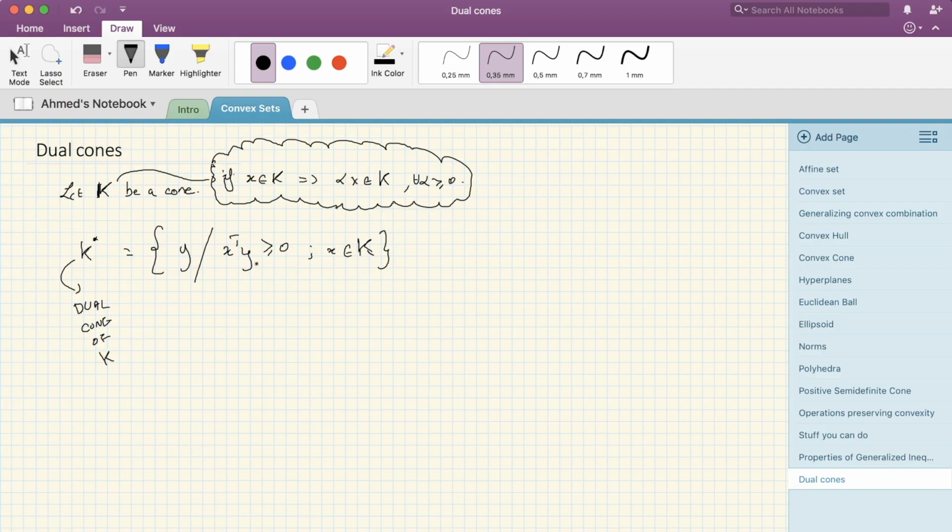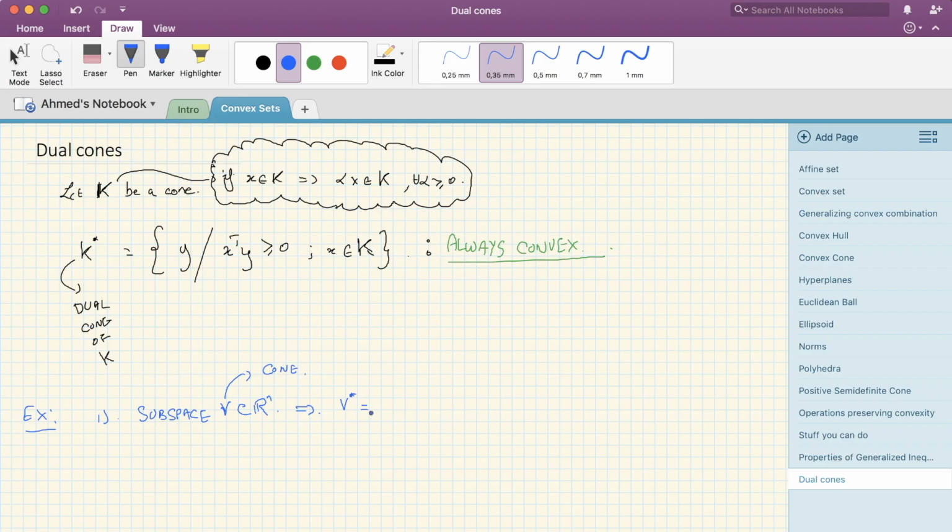Now this set, you can prove it, it's always convex. No matter if K is convex or not, I don't care. So examples on dual cones would be the following. If I have a subspace V, for example, V in Rn, and by the way, every subspace is a cone. So it makes sense to define a dual cone for the subspace. Then if we define V star as such, the dual cone, it is nothing other than its orthogonal complement, denoted V perp or superscript perpendicular, which is all the y's that are orthogonal to all the vectors that come from V.